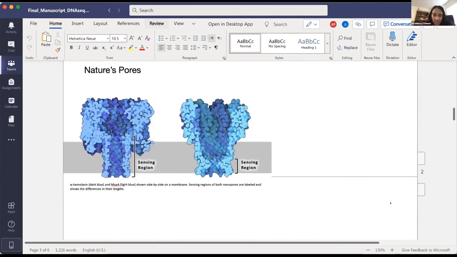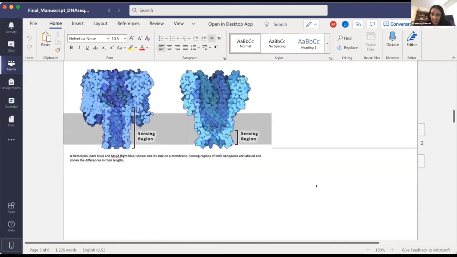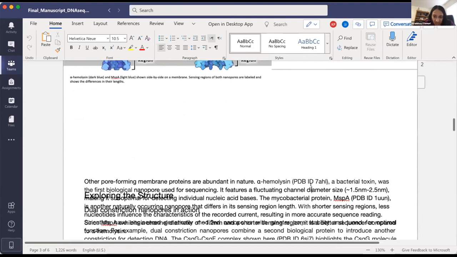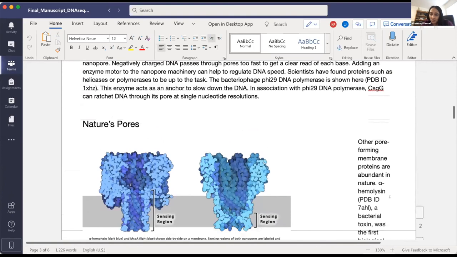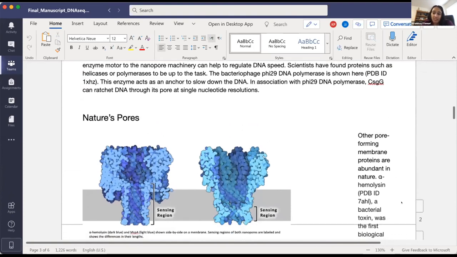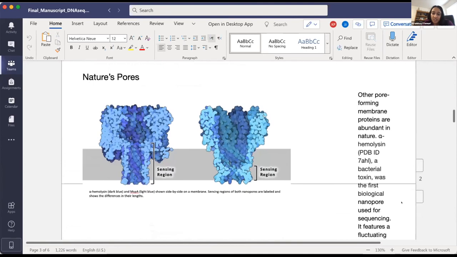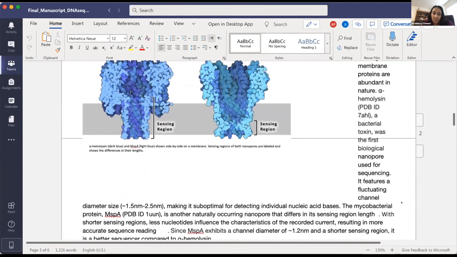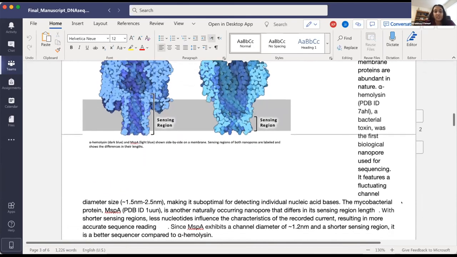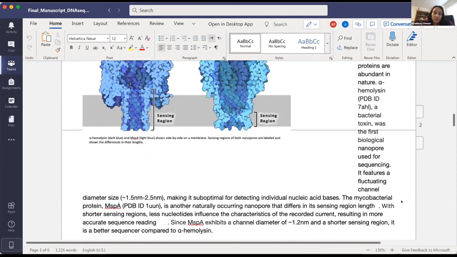Nature's pores. Other pore-forming membrane proteins are abundant in nature. Alpha hemolysin, a bacterial toxin, was the first biological nanopore used for sequencing. It features a fluctuating channel diameter size, approximately 1.5 nanometers to 2.5 nanometers, making it suboptimal for detecting individual nucleic acid bases. The mycobacterial protein MspA is another naturally occurring nanopore that differs in its sensing region length.